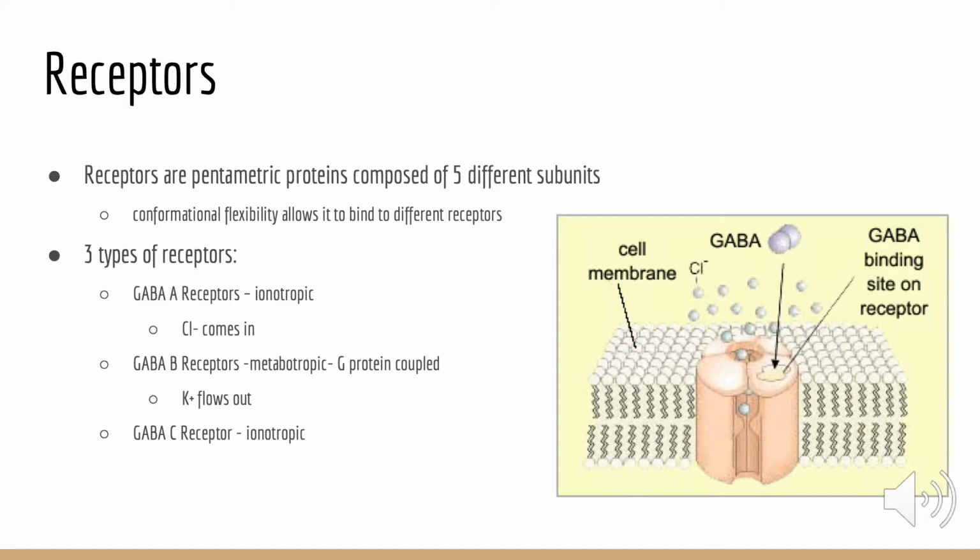Receptors. The receptors are composed of 5 different subunits. Due to conformational flexibility, it can bind to different receptors. There are 3 main types, GABA A, B, and C.